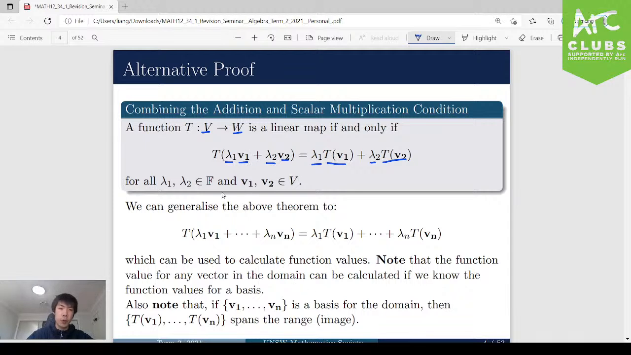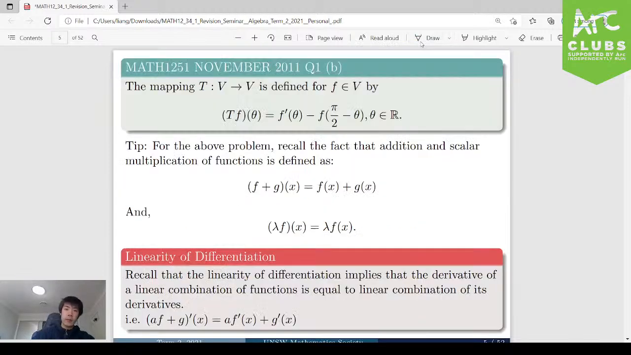Of course, we can generalize this method into not just using a linear combination of two vectors, but as many as you want. So let's have a look at an example of using this method instead.